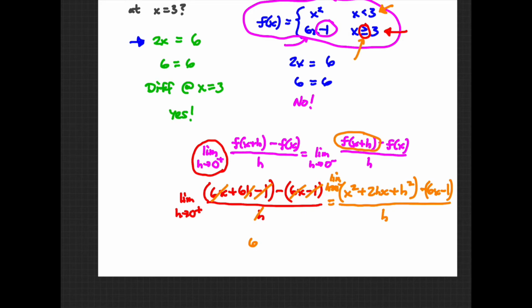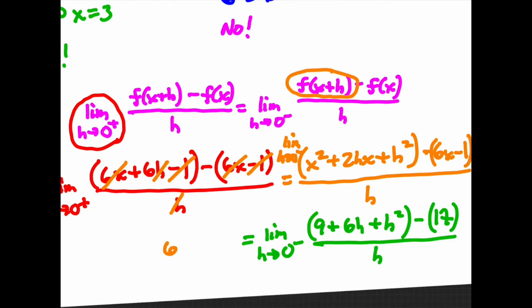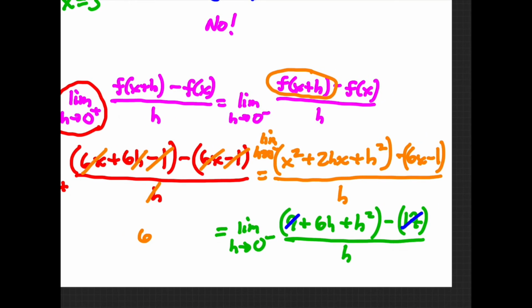So we have all these h's here, and nothing really cancels, so it's probably a good time to start plugging in x. Remember, we are still testing if f is differentiable at 3, so I'm going to plug in 3 for x. So if you plug in 3, you will get the limit as h approaches 0 from the left of 9 plus 6h plus h squared, minus 18 minus 1 is 17, all over h. Okay, now you can see from this that things aren't really going to cancel. So we have the 9 minus 17, that'll be a minus 8.